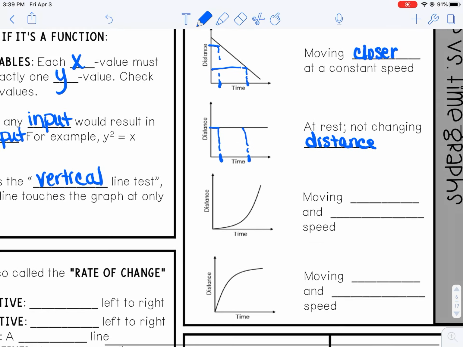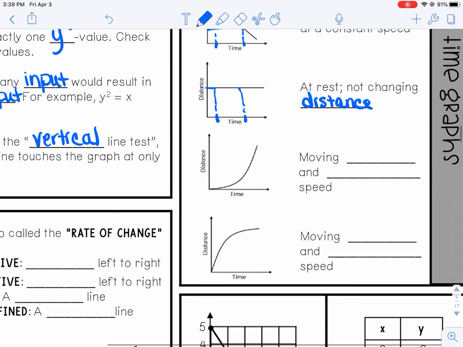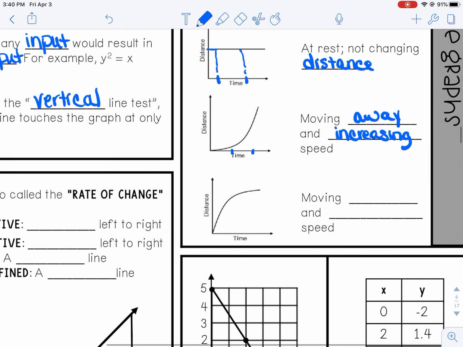The second to the last one: as time increases, distance is still increasing, so it is moving away, but not at a constant speed. It's at an increasing speed. Kind of looks like all those COVID-19 graphs that I've seen lately. The next one is moving away as time increases. It's still moving away, but at a decreasing speed.